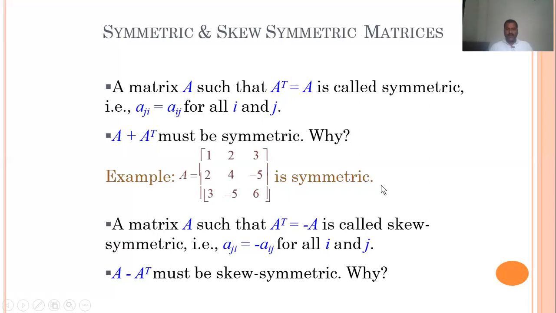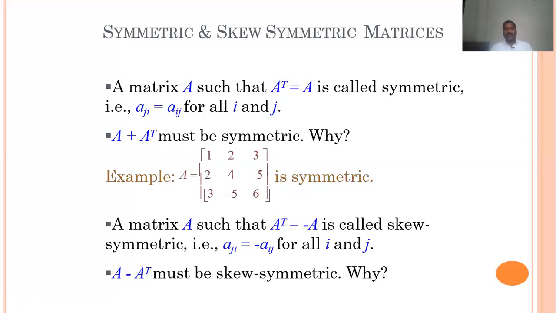Next, what is a skew symmetric matrix? A square matrix A is said to be skew symmetric if A transpose equals minus A. That is, Aij goes to minus Aji. We are more interested in diagonal elements.